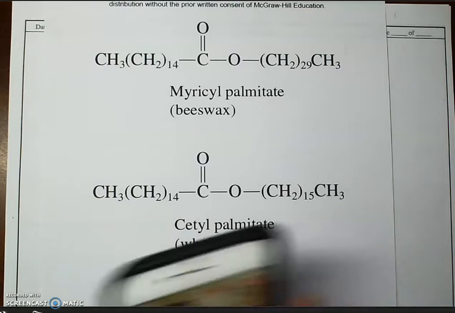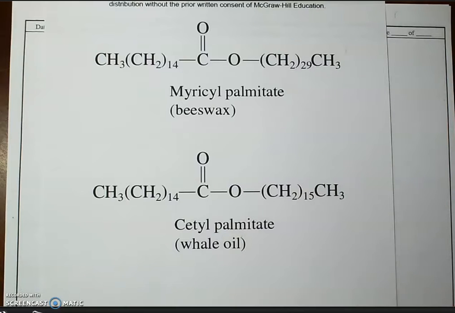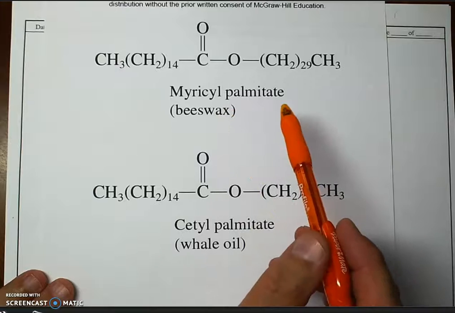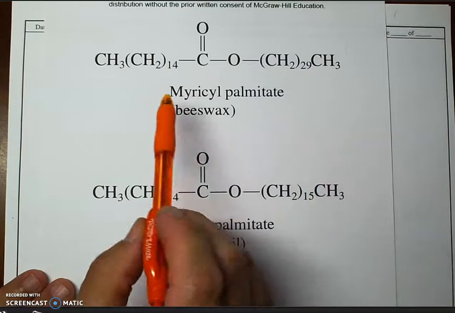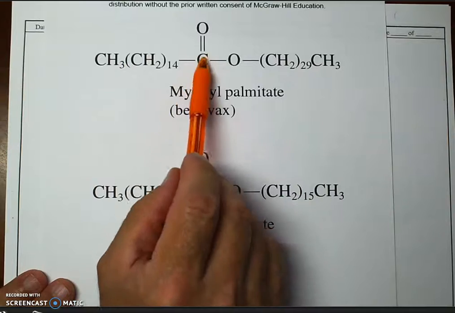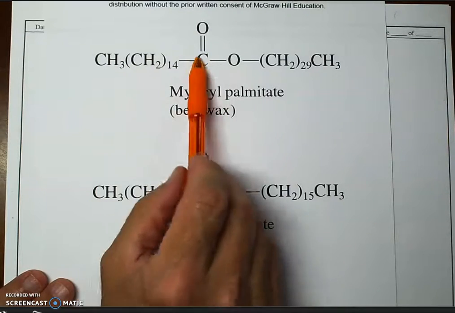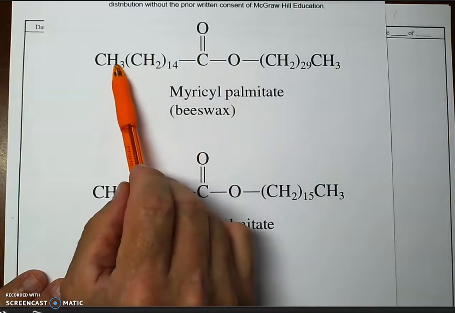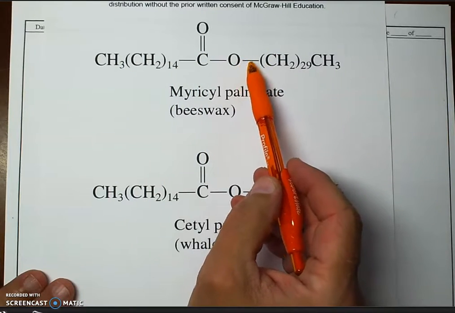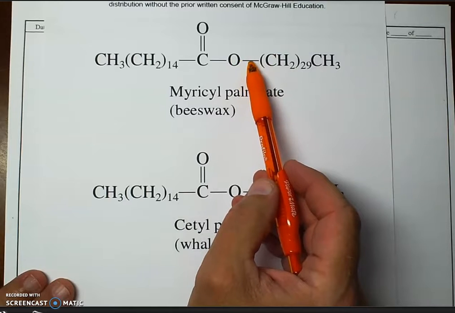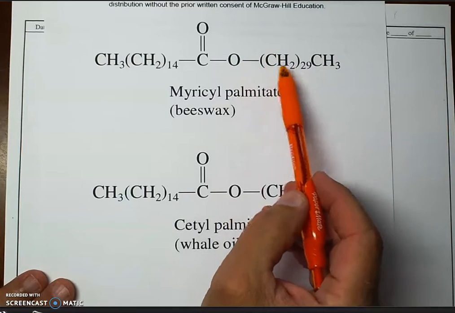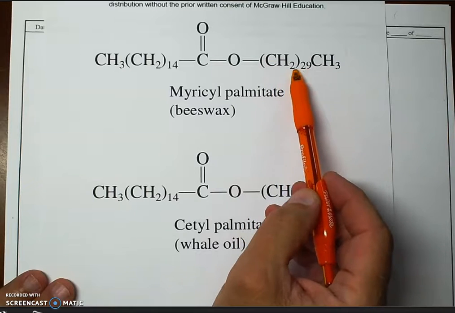So here are a couple of examples of waxes. This is beeswax and whale oil. Kind of a misnomer there to call it an oil. It is very waxy. The big difference with these is that in addition to having your fatty acid, which would be here, this would be with 14 methylene groups, a methyl at the end, and the carboxyl here, that's a 16 carbon saturated fatty acid. But rather than being esterified to glycerol, it's instead esterified to a single long chain alcohol.